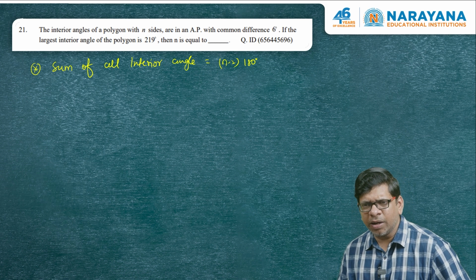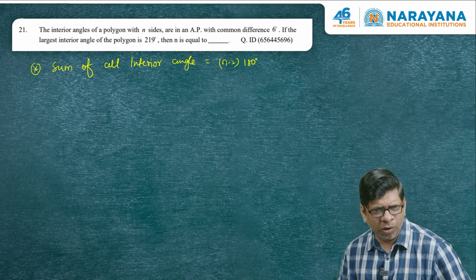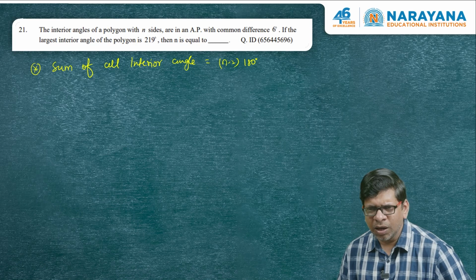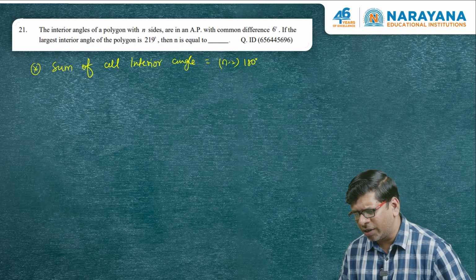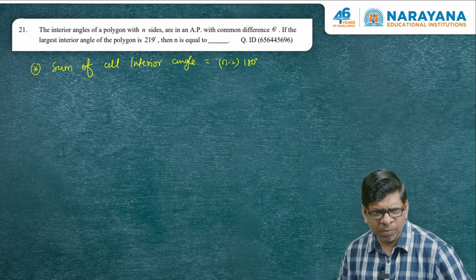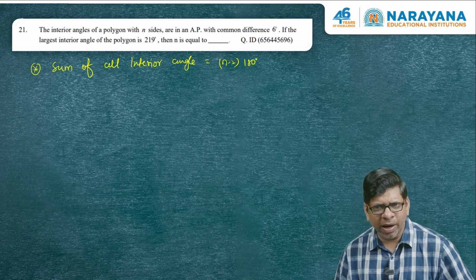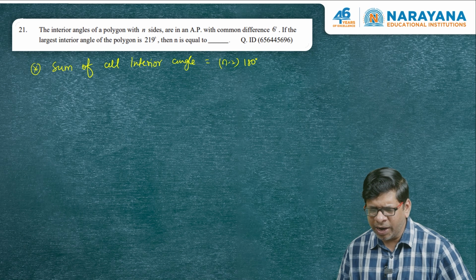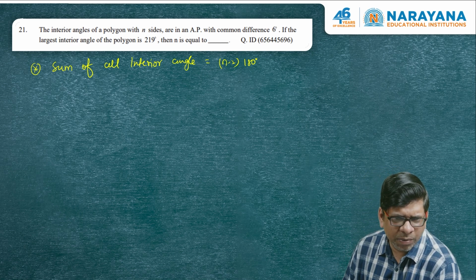Sum of all the interior angle of any n-sided, regular or irregular polygon is n minus 2 times 180. Suppose n is 3, then it is a triangle. Sum is 3 minus 2 times 180 degree. Suppose n is 4, any quadrilateral, 360 degree. So sum of all interior angle is n minus 2 times 180, and sum of all exterior angle is 360 degree. So these 2 results we should remember.